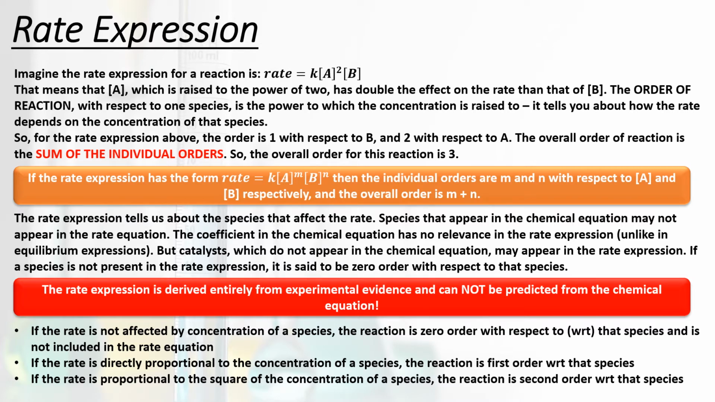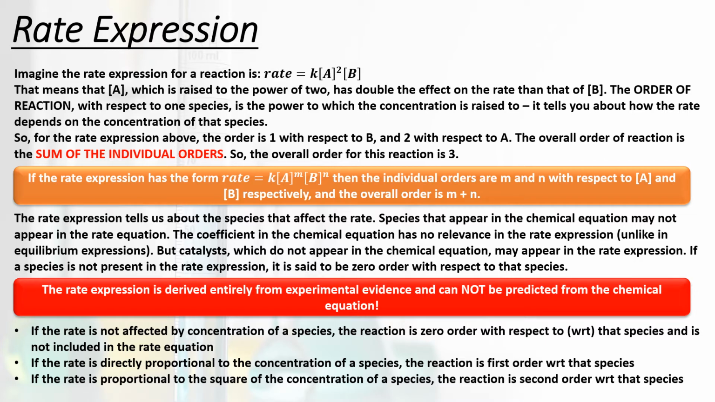Now, another example might be catalysts, which we know don't appear in the actual chemical equation, but may appear in the rate expression. But if a species isn't present in the rate expression, therefore it doesn't affect the rate of reaction, we say that it is zero order with respect to that species. That has an order of reaction of 0. Now, we can sort of summarise that if the rate is not affected by the concentration of a species, the reaction is 0 order with respect to that species, and it's not included in the rate equation.